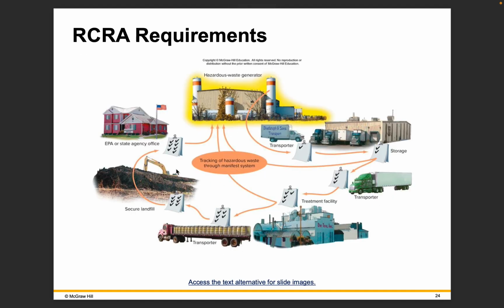Here's a nice visual of some RCRA requirements. So, let's see, here's the hazardous waste generator. It has to be documented when the transporter picks it up. It has to be documented at the storage facility. If it's moved to a treatment facility, that's documented. Any transport is documented. Storage in a secure landfill is documented, and they have to report it all back to the EPA or state agency.